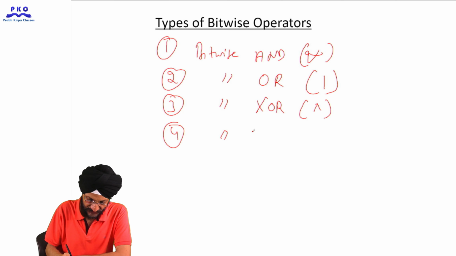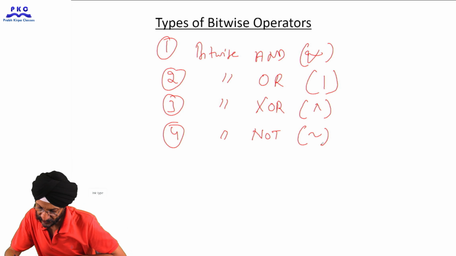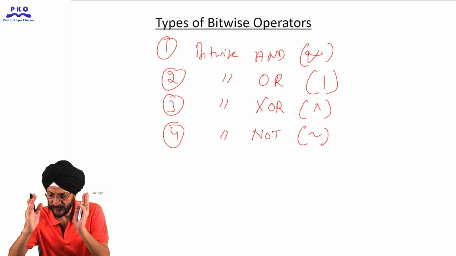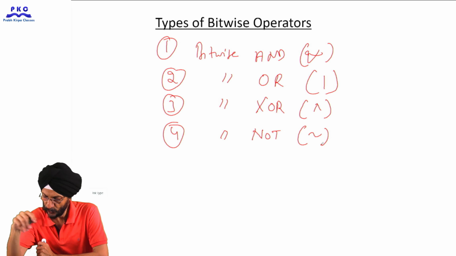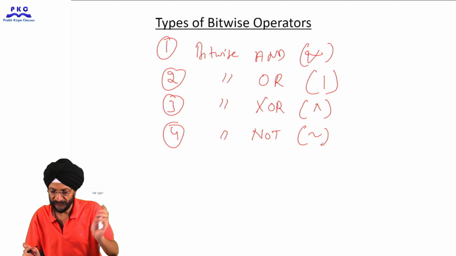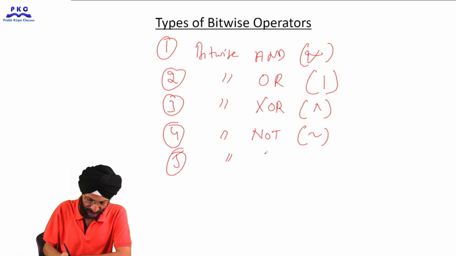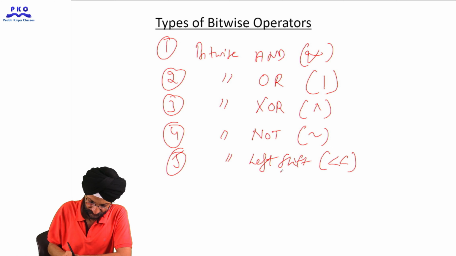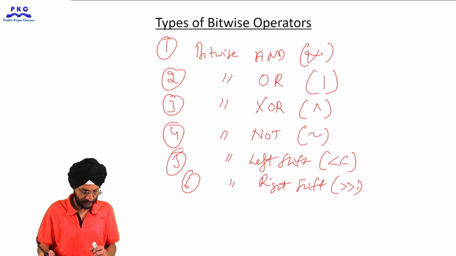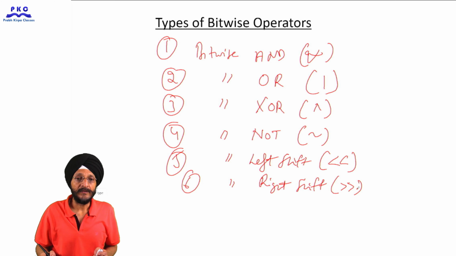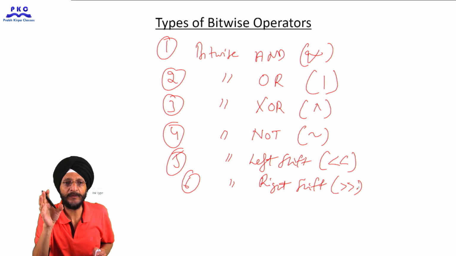Next is bitwise NOT. This is the symbol which is on the keyboard on the left-hand side, before 1, when we use the row 1, 2, 3, 4. Then bitwise left shift, and another is bitwise right shift. Now we will understand each of these operators one by one.